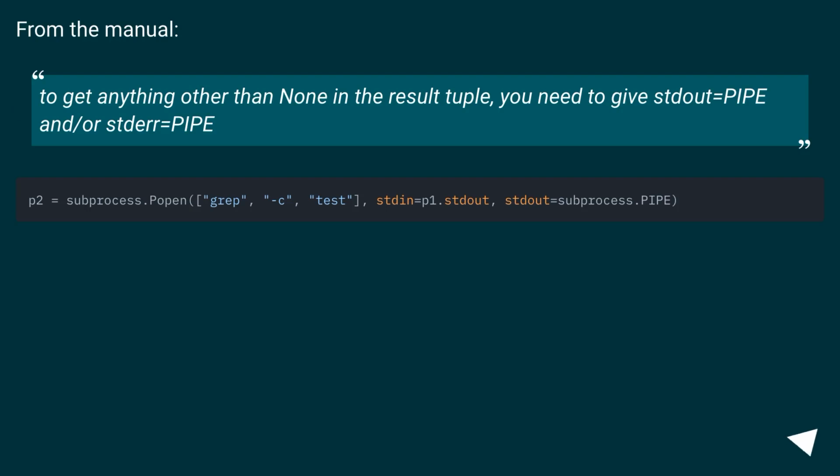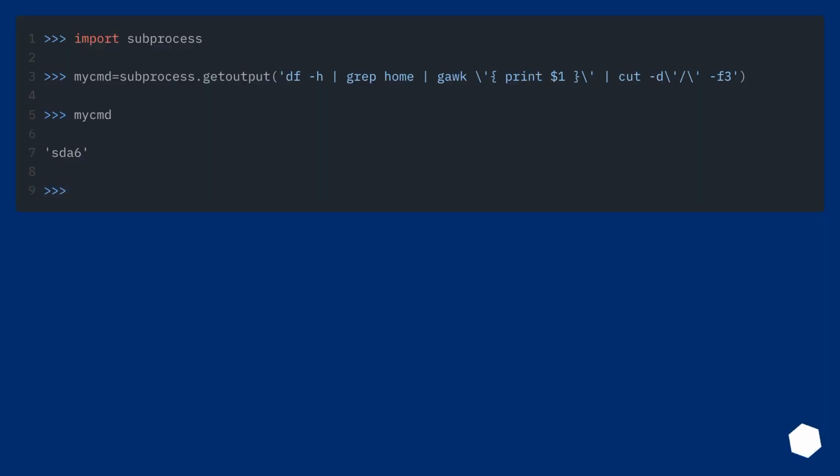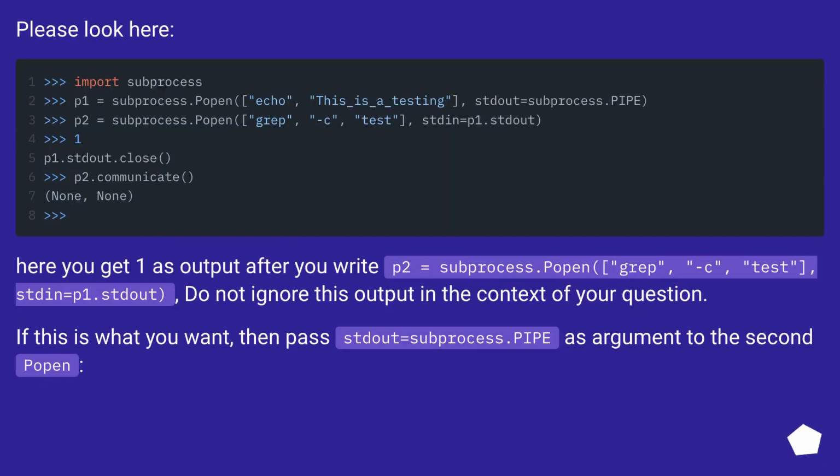From the manual: to get anything other than None in the result tuple, you need to give stdout equals PIPE and/or stderr equals PIPE. Please look here.